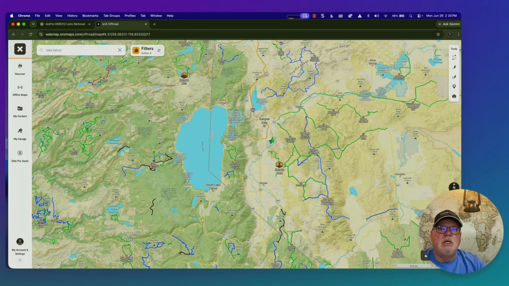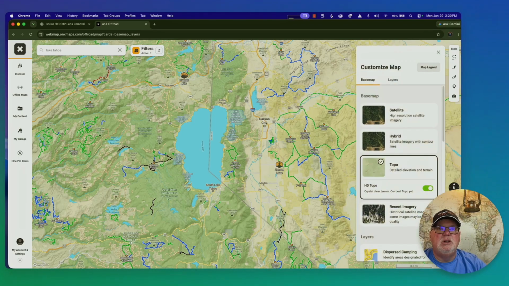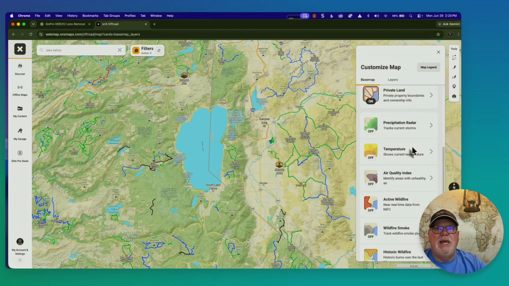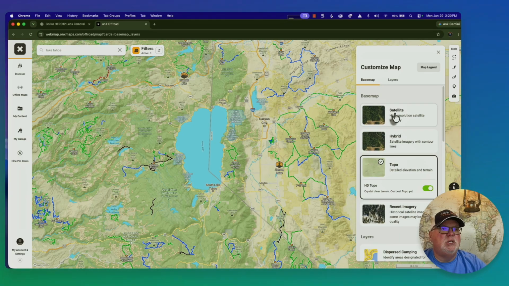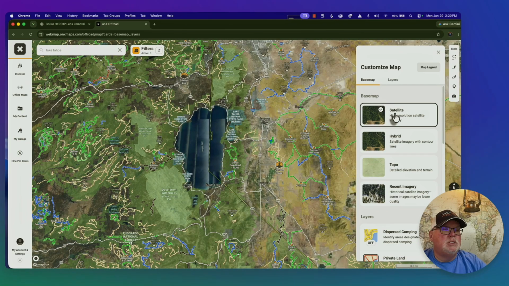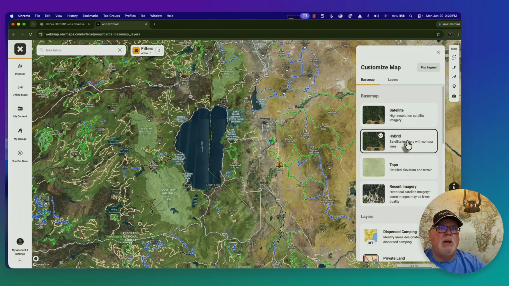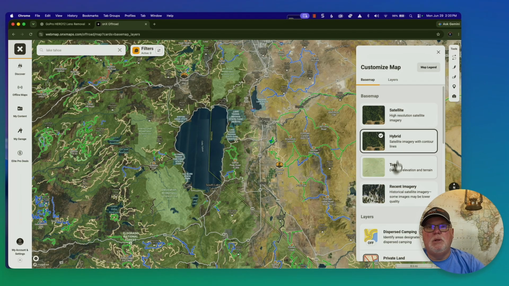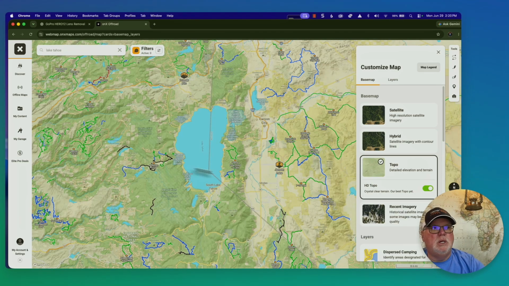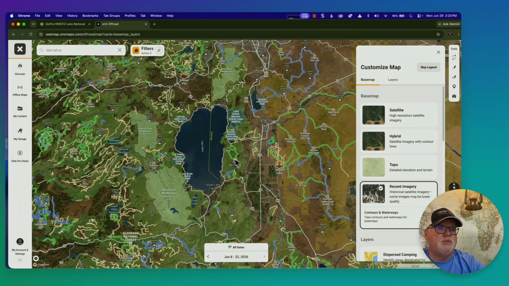Another cool feature is when you click on these little 3 stacked looking things over here to the right, these are your layers. When you're looking at your layers, you can change things up. I can change it to a satellite high resolution. So there you go, that satellite imagery. I can change it to a hybrid, which has the topo and the imagery. I can also change it to just the topo lines right here, which is what we were looking at before, or recent imagery. It takes satellite photos from when the satellites do the mapping and shows you.